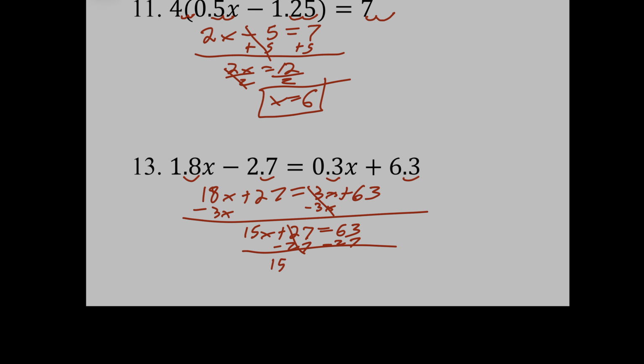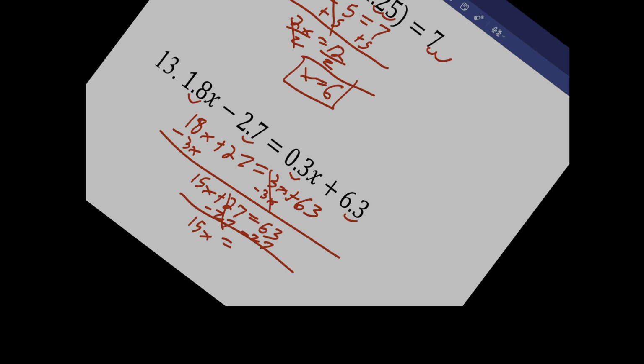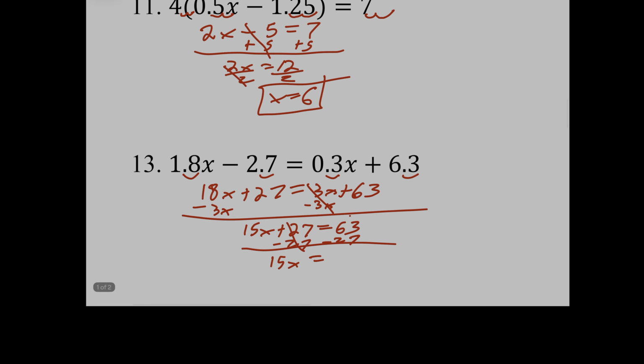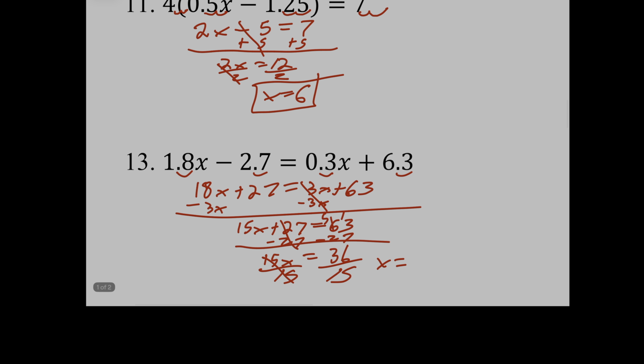Again, not that big of a deal, but sometimes you might mess up, especially the division at the end where the decimal goes and all that. So if this works for you, use it. 63 minus 27 becomes a 36. Divide each side by 15. My x equals 36 over 15. Well, I know 3 will go into both. 3 will go into 36 twelve times, and it'll go into 15 five times. And so this would be my answer.